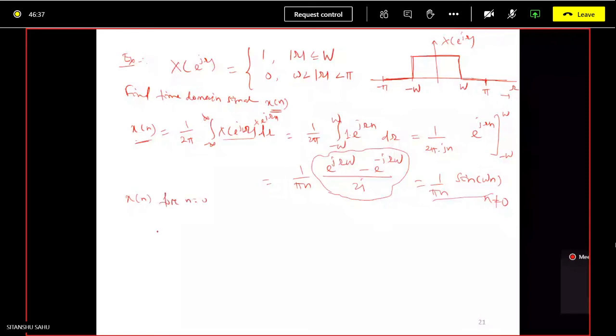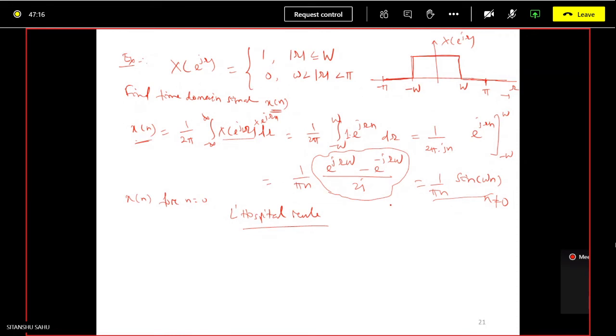So to find out the value of x of n at n equal to 0, how do you get the value of this one? Then I can use this as a limit of this function when n tends to 0. Okay, so that can be defined by using the L'Hospital rule. Okay, so if I use L'Hospital rule, this is a popular rule for getting the value of any function which is not defined.